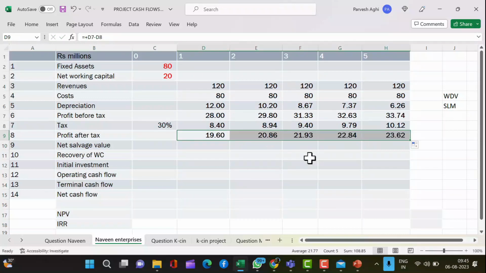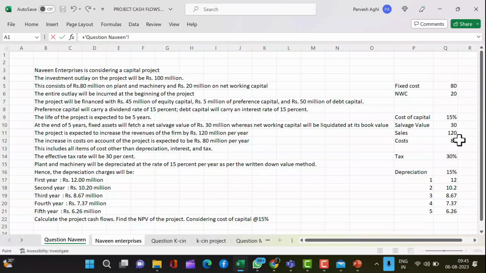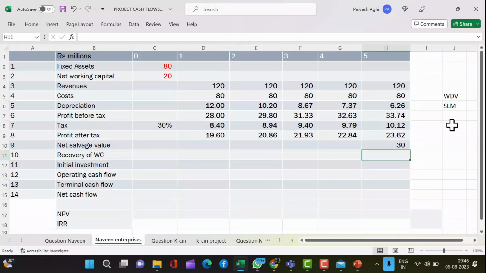Is that okay? Yes. Then the net salvage value. So we are going to put in the 5th year, 30. In the 5th year, we are going to get all this money, which is salvage value 30. And remember, the company is also going to recover this 20 lakhs working capital back at book value. That means all the raw material inventory, all your customers are going to pay all the amount, because this is the 5th year, which is the last year of the project. So you're going to collect all your customers' dues.